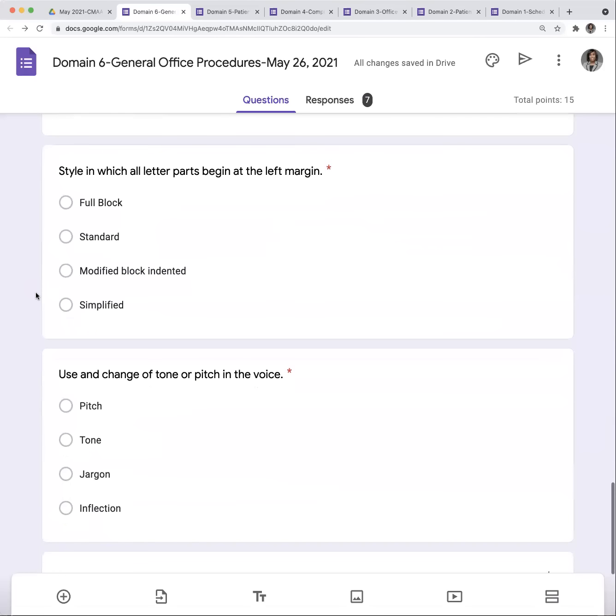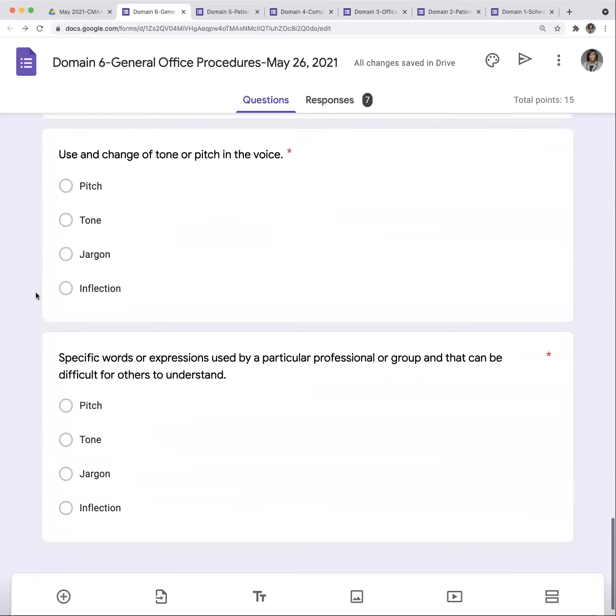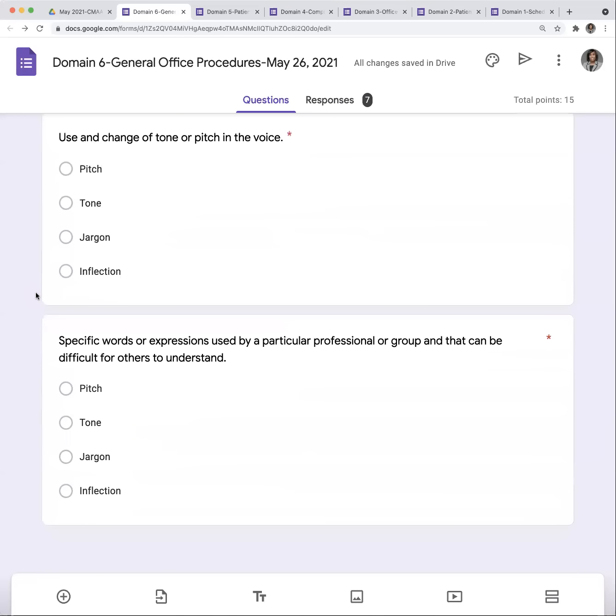Use and change of tone or pitch in voice. Inflection. And lastly, specific words or expressions that can be used by a particular professional or group. Jargon. All right. And again, I am recording this, so you can go back and replay it.